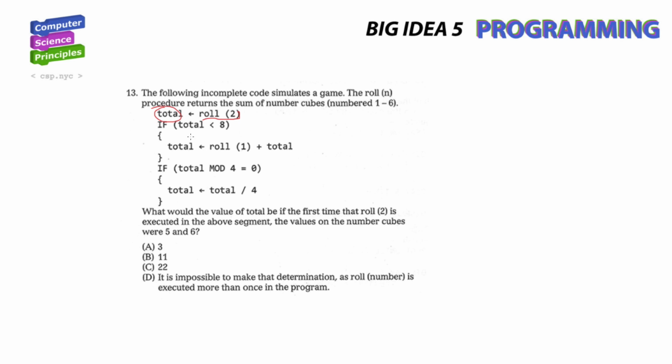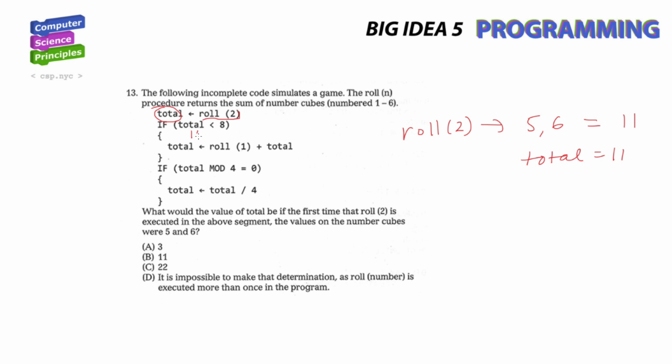And so then it says if the total is less than 8, do this stuff. And then it says if the total mod 4, so if the total is a multiple of 4, then do this stuff. Okay, now we're asked, what would the value of the total be if the first time that roll 2 is executed in the above segment, the values on the number cubes were 5 and 6. So if roll 2 gave us values of 5 and 6, and we know that roll 2 means the sum, then this would give us 11. The total would equal 11.